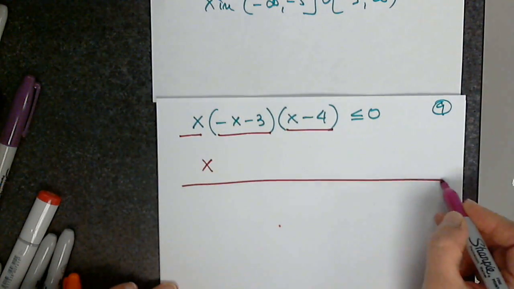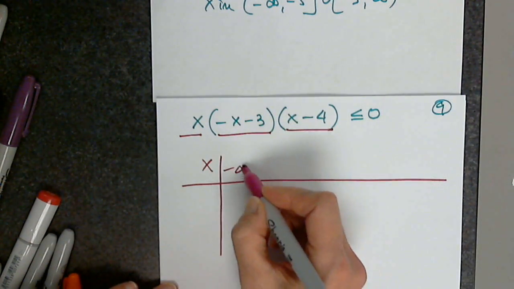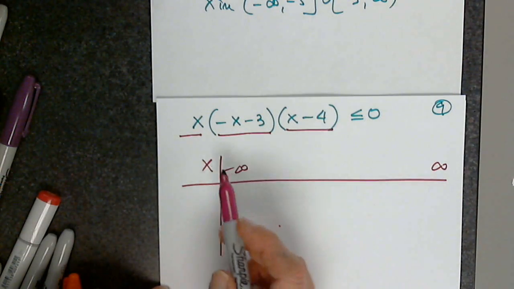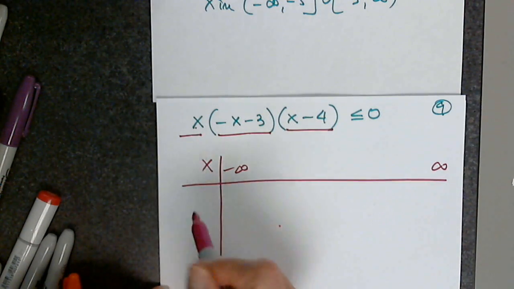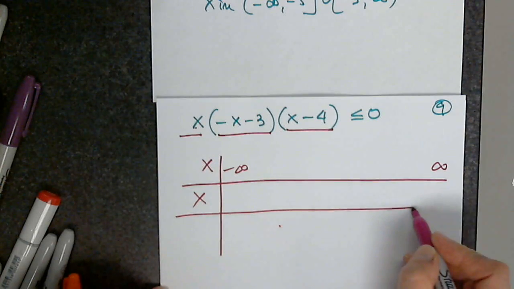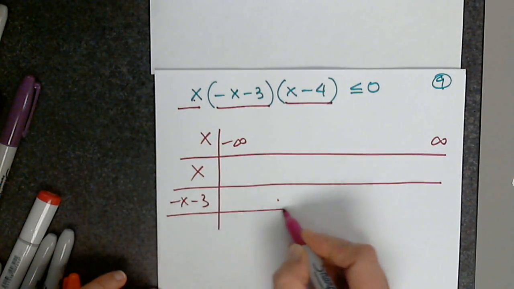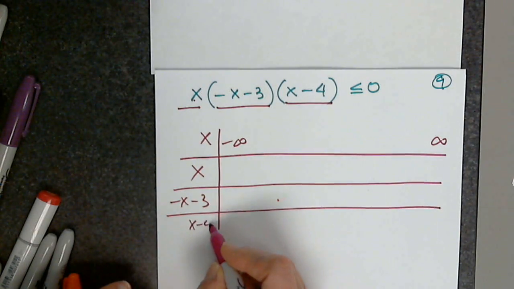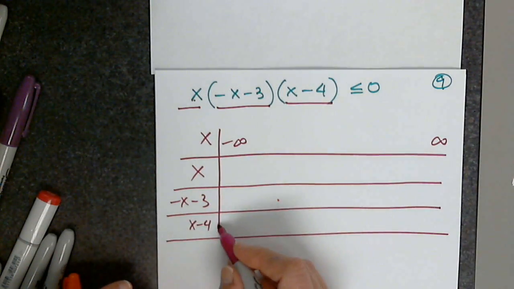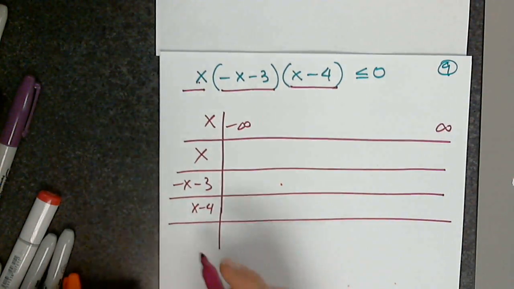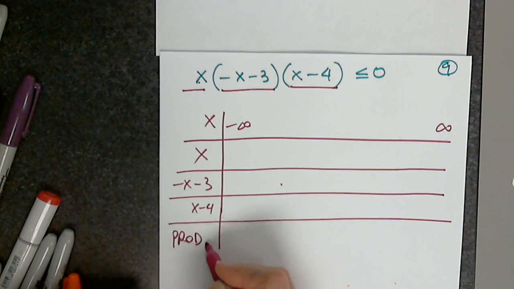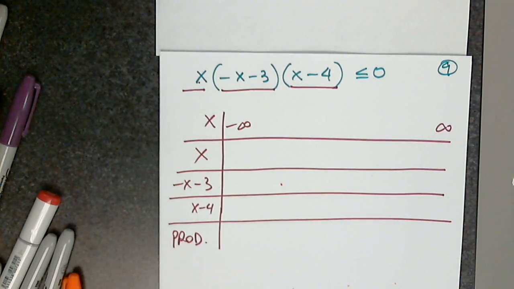Okay. X is the variable in the problem, but the next row is the first factor. I have to put x and study its sign. Then I have -x minus 3. And then I have x minus 4. And I'm going to put here the word product because I don't have enough room to put the whole thing. But by the product, I mean the whole thing.